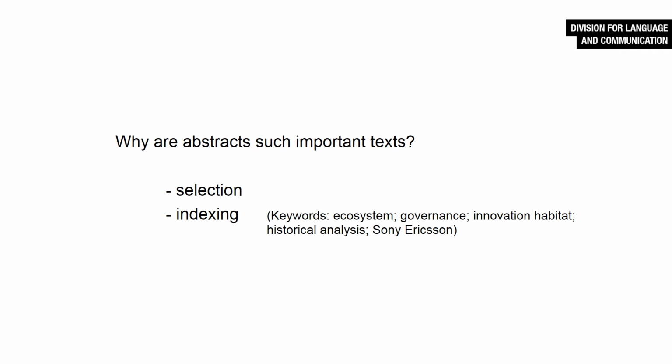Second, abstracts usually contain keywords which are used for indexing. So indexing makes it easy to search for abstracts and papers in online databases. And very often, keywords are also given below the abstract. And the abstract that I showed you a few slides back has these keywords listed below the abstract.